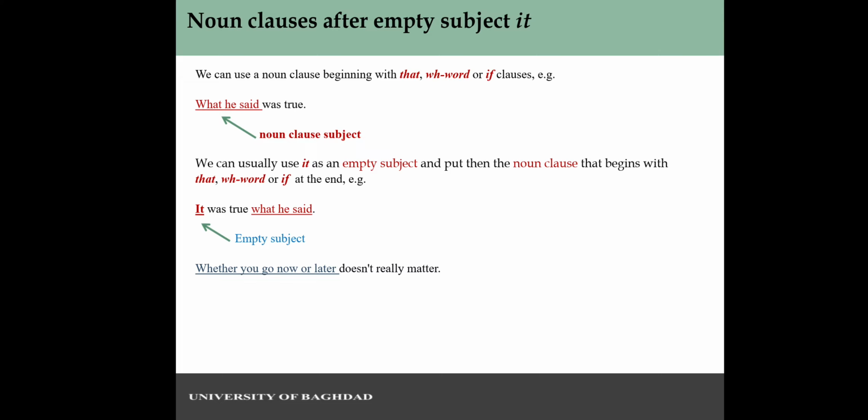Another sentence. Whether you go now or later doesn't really matter. This clause begins with whether. Now we need to add the empty subject it to this sentence. How can we do it? We put first it, as I said, at the beginning of the sentence, and then put the main verb in the first sentence with the complement. Doesn't really matter. At the end, we can move the clause at the end of the sentence. What do you have here? We have a whether clause, as you see here. So here it is an empty subject.